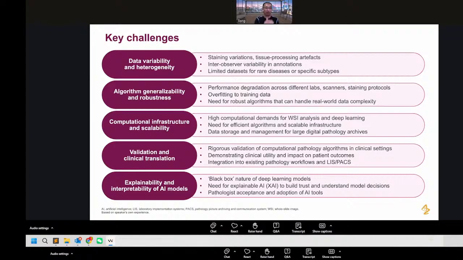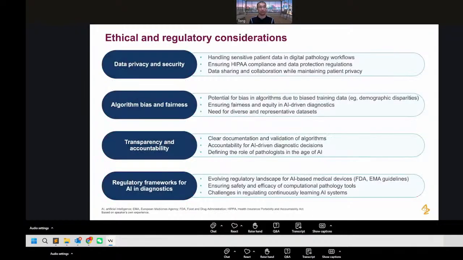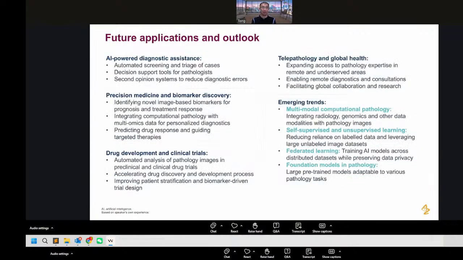So there are a lot of different perspectives on the key challenges. I'm not going to read them one by one, but this gives an overall picture of the key challenges we still need to address for computational pathology in the clinic. I will skip the regulatory perspective, since Cheng's talk will mainly focus on regulatory topics, so I'll leave that to Cheng and move to future applications.